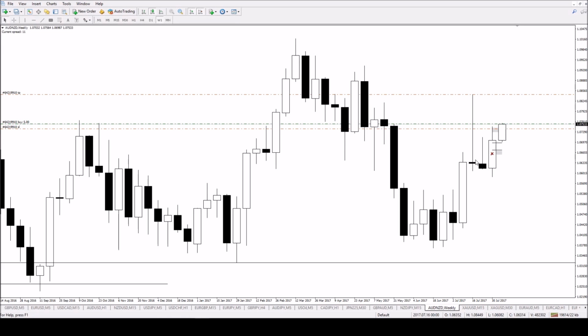If we look on the weekly, last week's close was a nice close. So what I'm going to do is open up a new chart, and I'm just going to explain why I thought this was bullish.